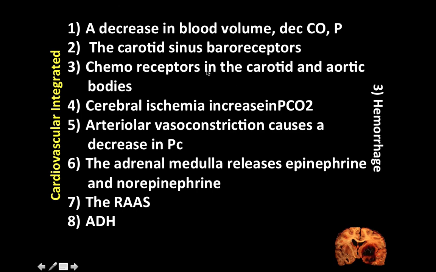hemorrhage is that chemoreceptors in the carotid and aortic bodies are very sensitive to hypoxia. They supplement the baroreceptor mechanism, which we just talked about, by increasing sympathetic outflow to the heart and blood vessels.